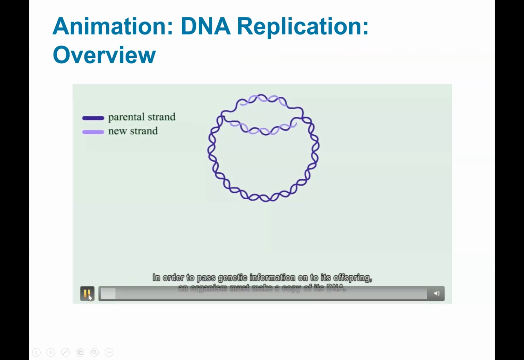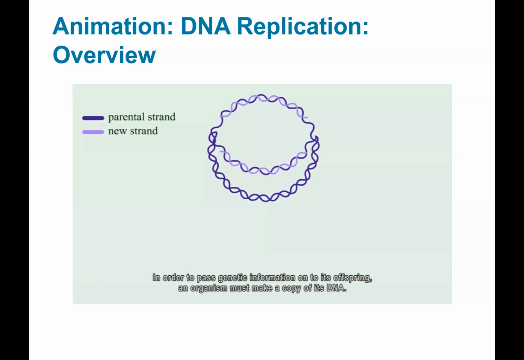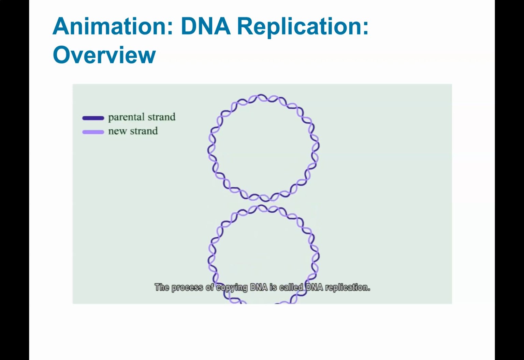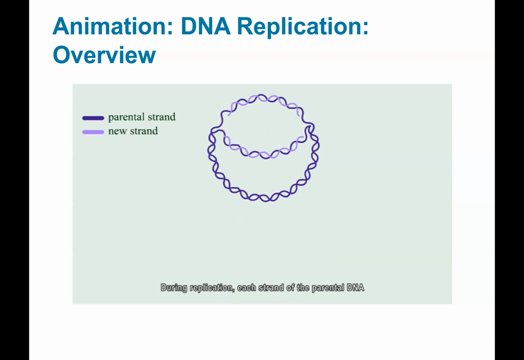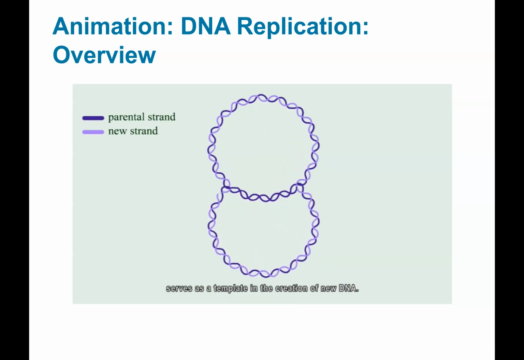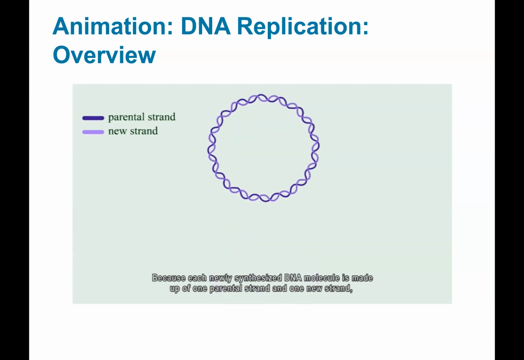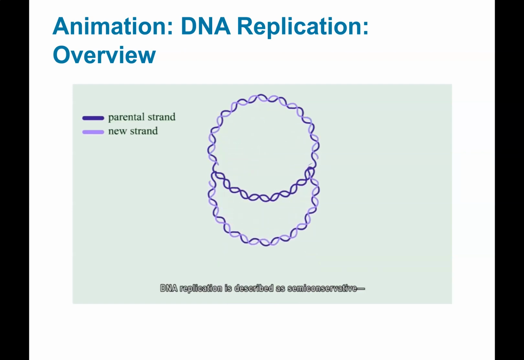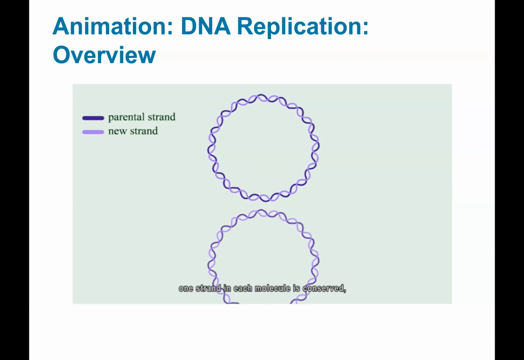In order to pass genetic information on to its offspring, an organism must make a copy of its DNA. The process of copying DNA is called DNA replication. During replication, each strand of the parental DNA serves as a template in the creation of new DNA. Because each newly synthesized DNA molecule is made up of one parental strand and one new strand, DNA replication is described as semi-conservative. One strand in each molecule is conserved, while the other strand is newly replicated.